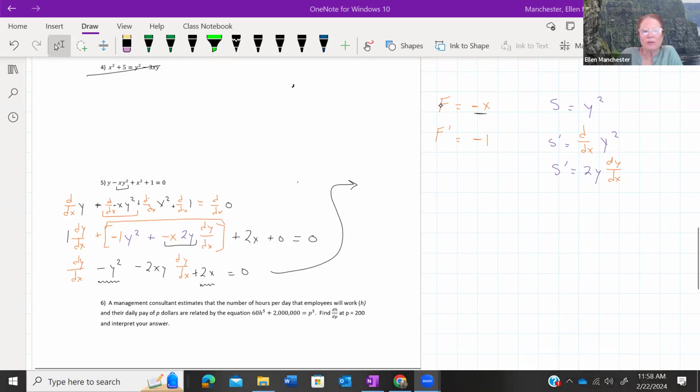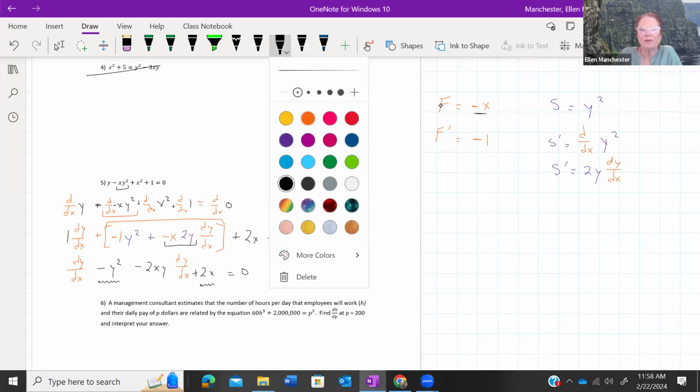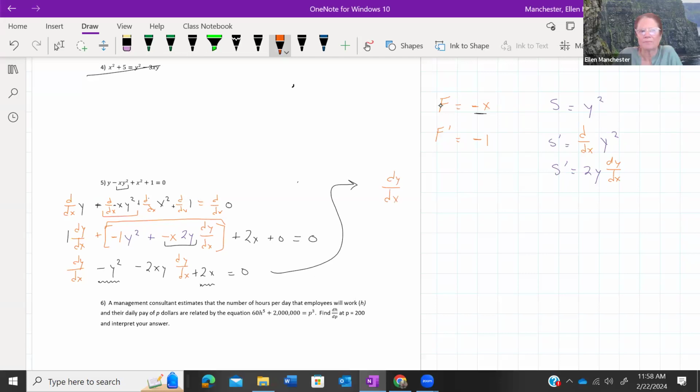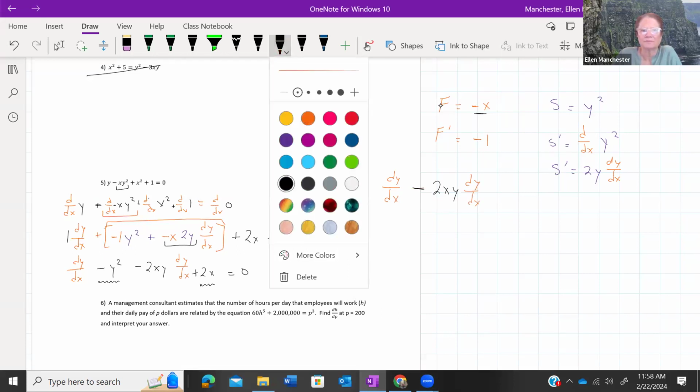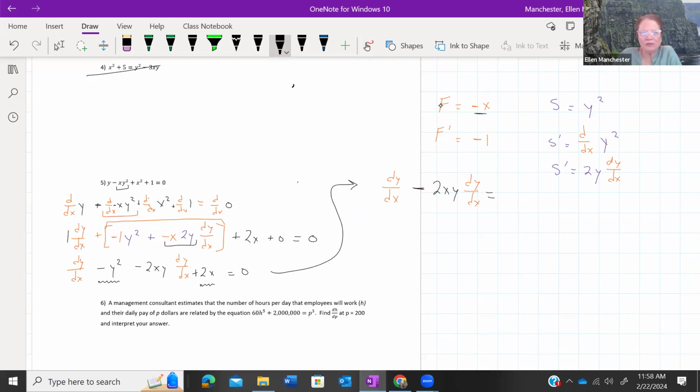So I'm going to move these over because what I want to do is isolate this dy dx. I want to get those all by itself on one side of the equal sign. So I have dy dx minus 2xy dy dx equals, and then all I'm doing is moving each of these over. So this negative y squared becomes a positive y squared. And this positive 2x becomes a negative 2x. You see how I just moved them over to the other side?